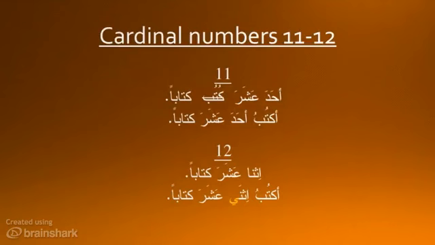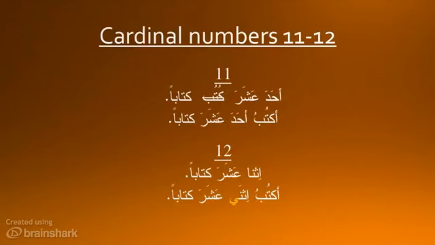Unlike the numbers 3 through 10, 11 and 12 agree with the noun in gender. These examples are all masculine, but to make them feminine, just add ta marbuta to the ashara. أحد عشر كتابا. Remember, not kutub. أكتب أحد عشر كتابا. There's no real difference between these.